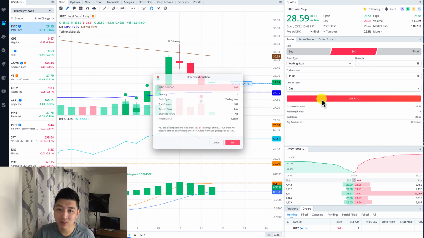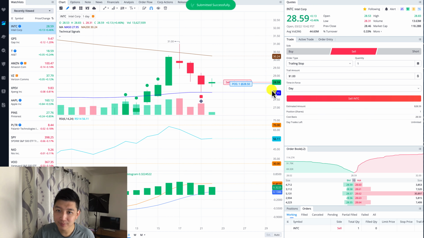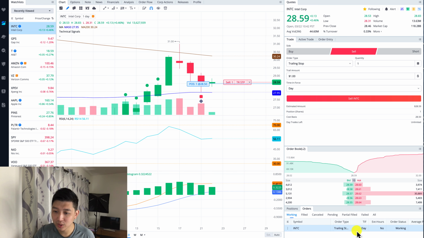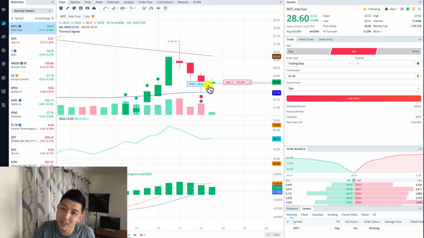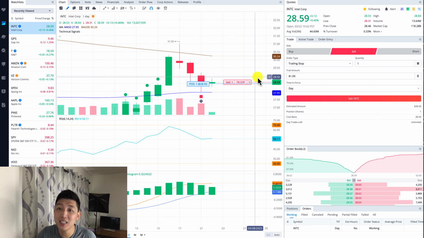So if I were to sell this right now, nothing's gonna happen. So right now, I have a trailing amount for one right over here in the working order. So trailing amount is $1. So now this could make you lose money, or this could help you make money. So if I set it at $1, let's say hypothetically in a couple of days it hits $29 right over here. So now my new order amount will be at $28.